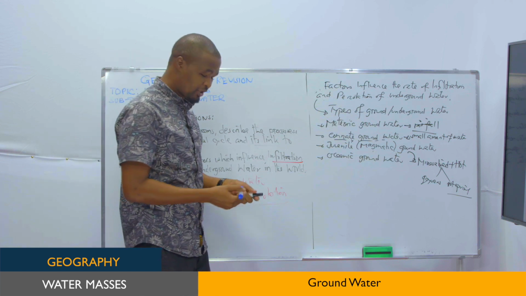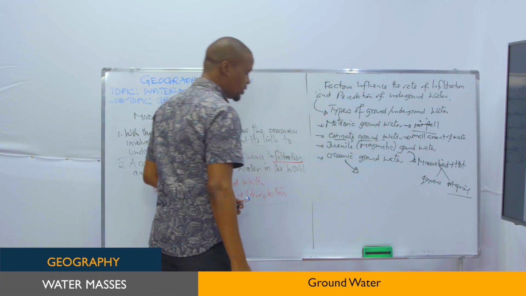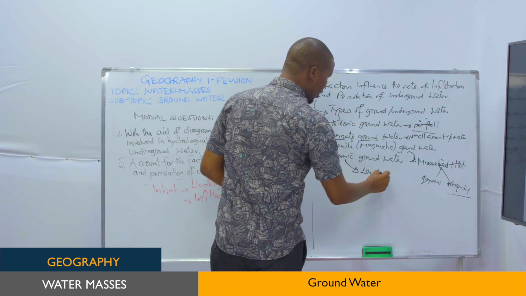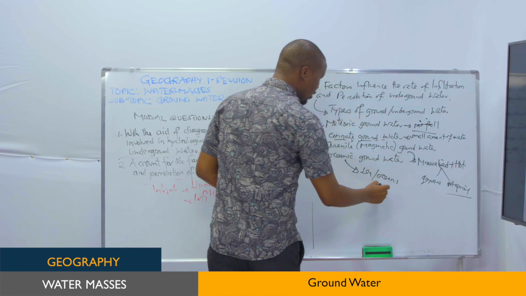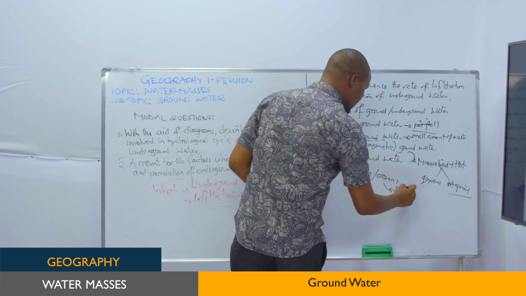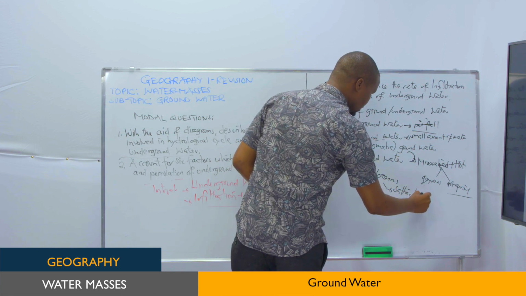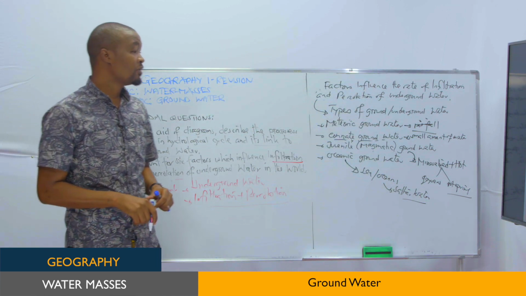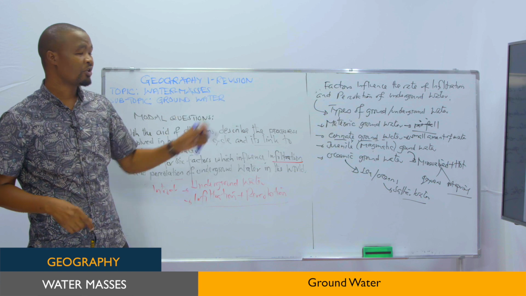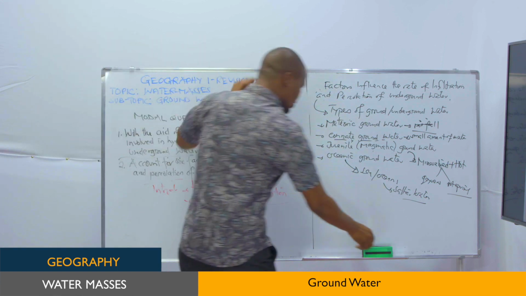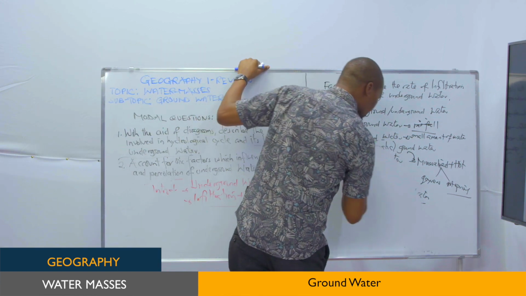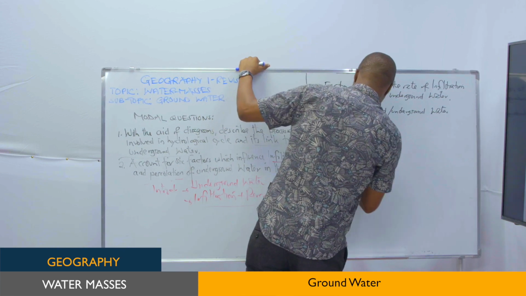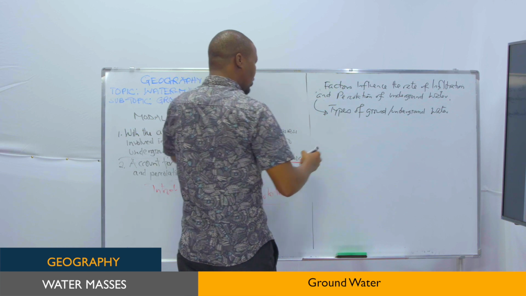Then we have the oceanic groundwater. The oceanic groundwater refers to the amount of groundwater originated from the sea or oceans. Most of this groundwater is saltier water. Then from there, let's see the factors which influence the rate of infiltration and percolation of underground water. The question needs us to explain the factors which influence the rate of infiltration and percolation.